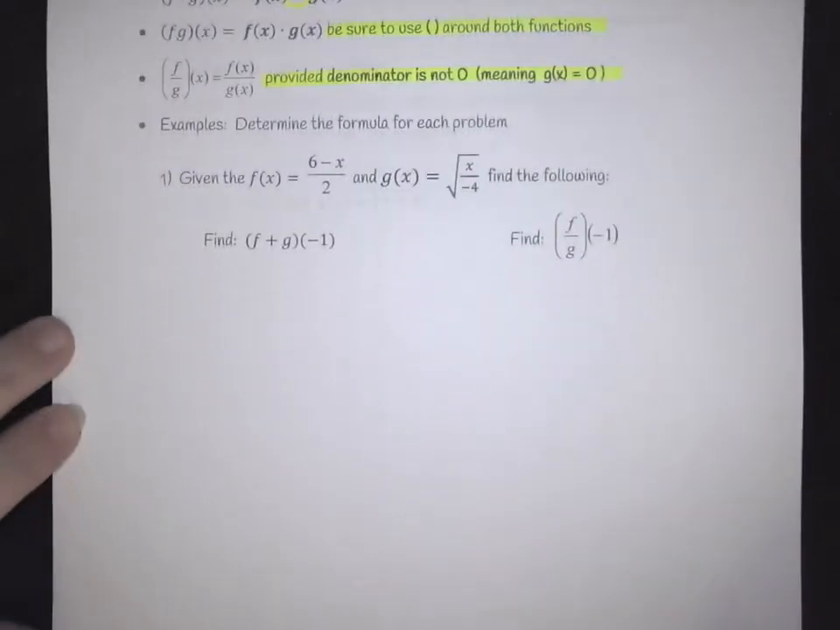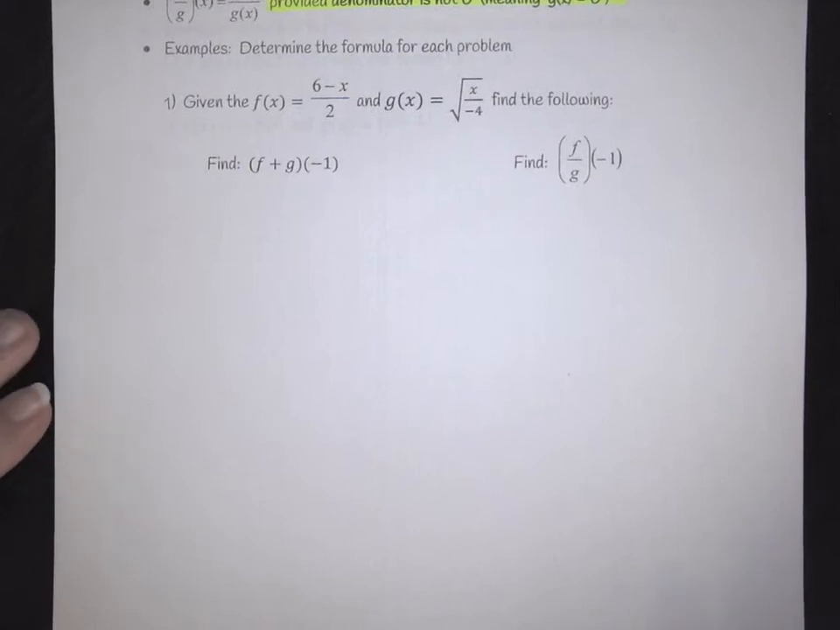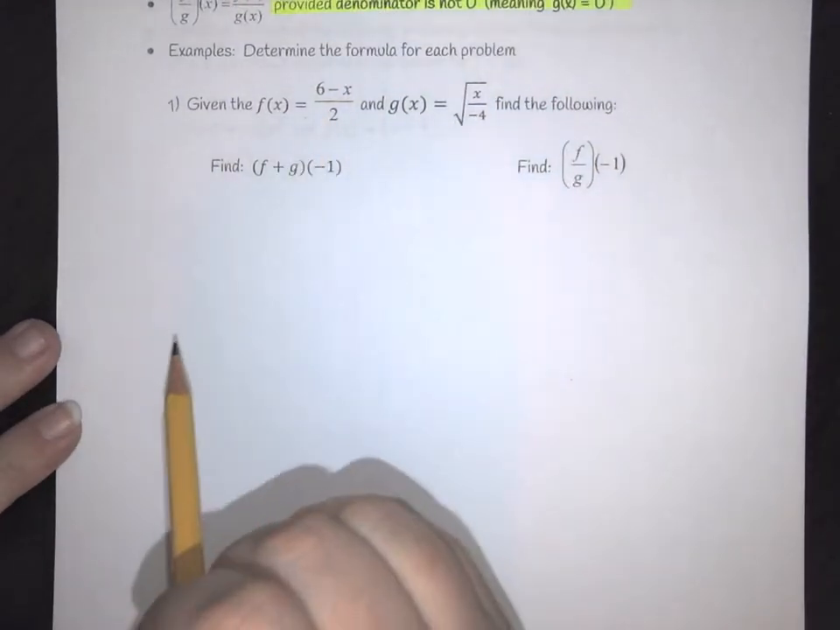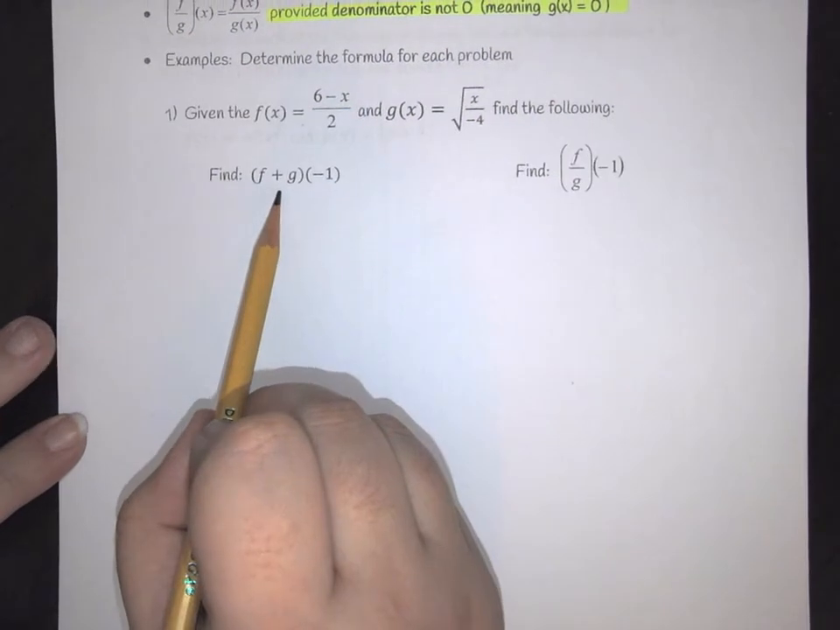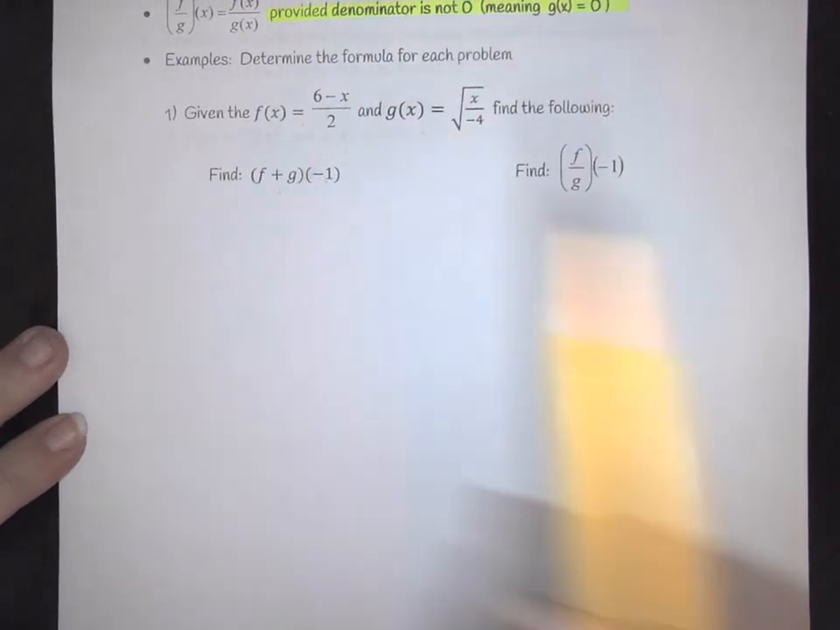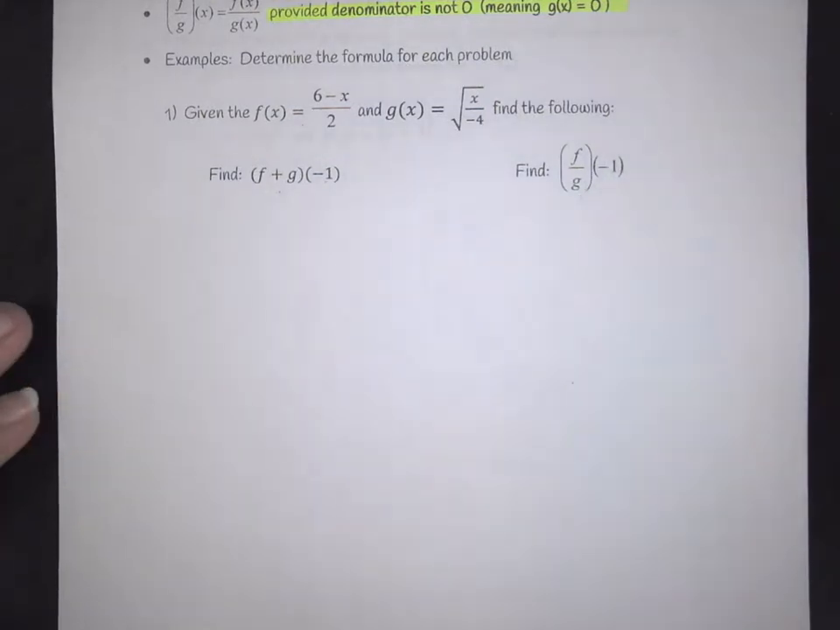So essentially what's going to happen is you're going to be given functions, usually 2 of them, and then you're going to be told what to do with them. So in this case, you're given an f and a g, and here we're told that you want to add them, and this is evaluate at -1. And then we're told to divide them, and again evaluate at -1.